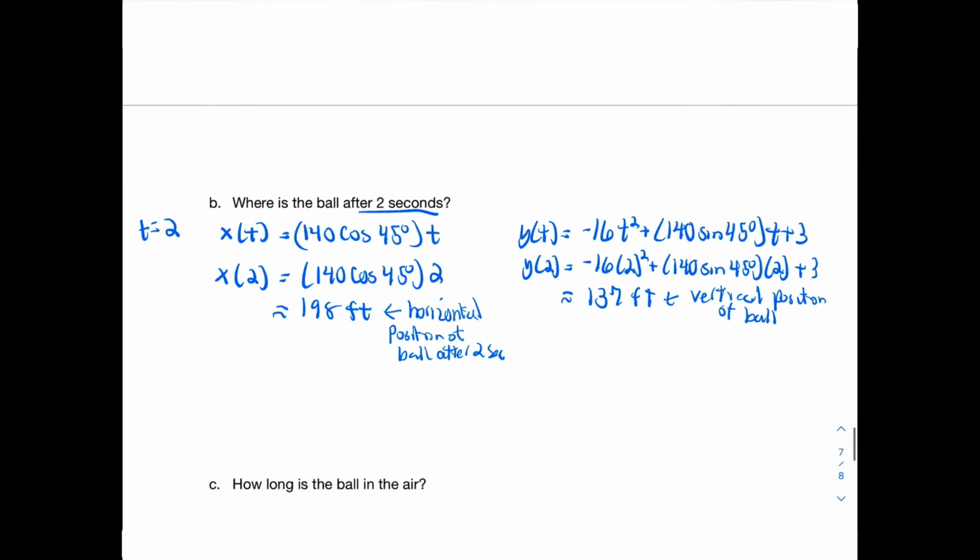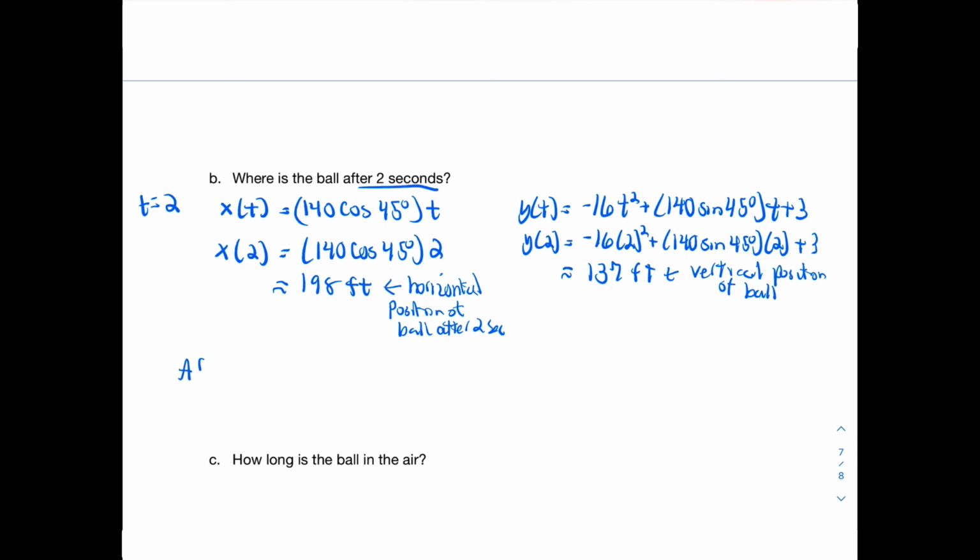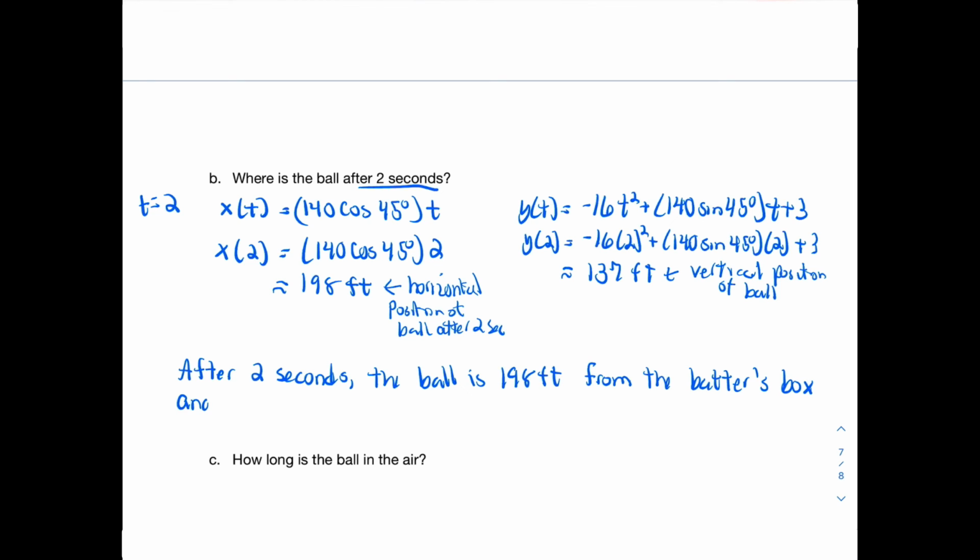So a way to write a sentence about this is, where's the ball after 2 seconds? After 2 seconds, the ball is 198 feet from the batter's box and 137 feet above the ground.